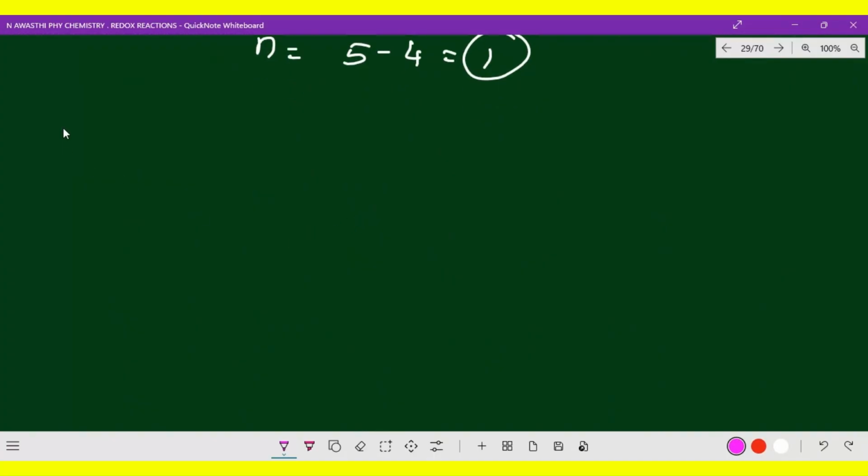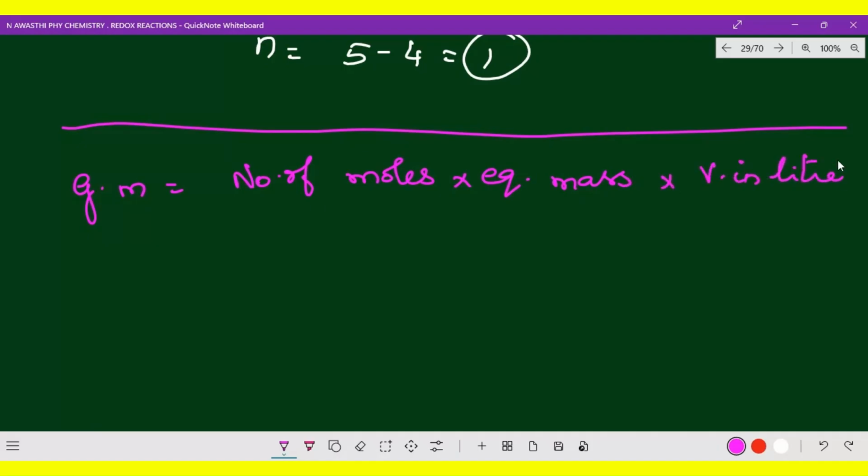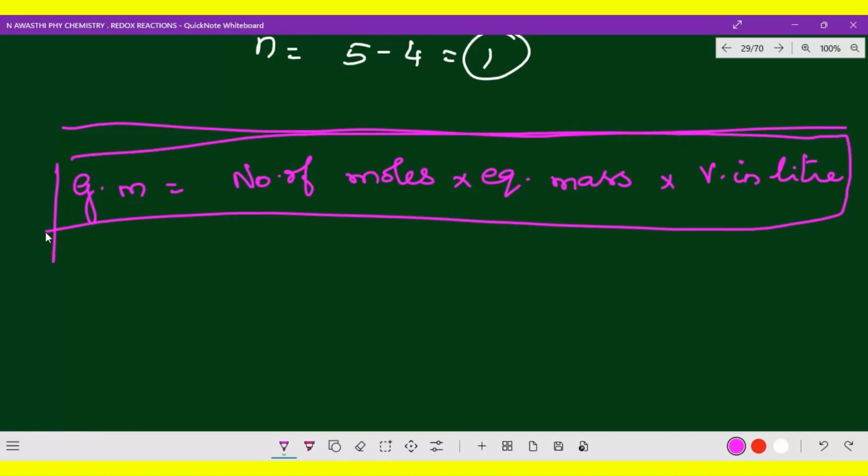In this question we have to find the given mass. So how to identify the given mass? Given mass equals number of moles into equivalent mass into volume in liter. That's all. This is the formula to find the answer.